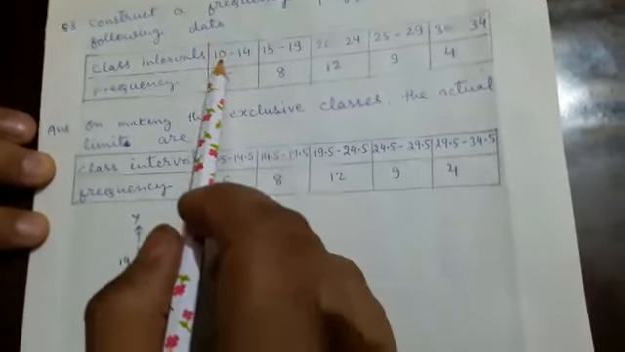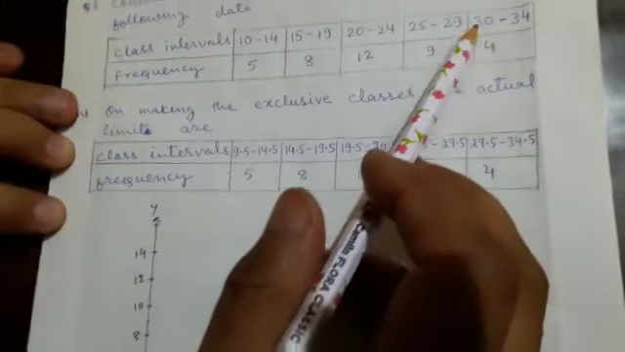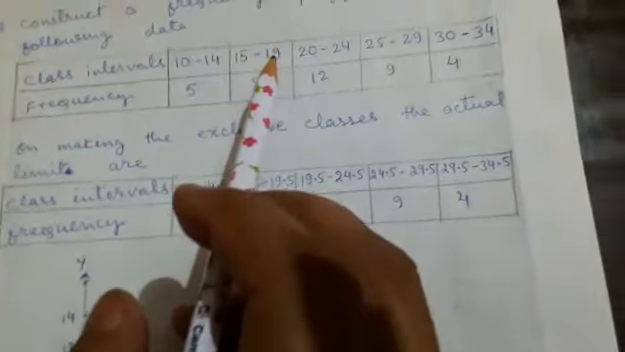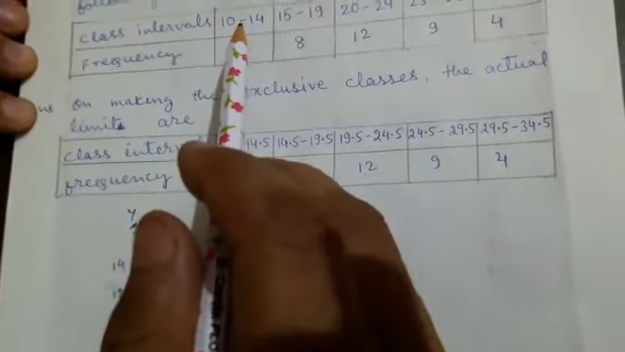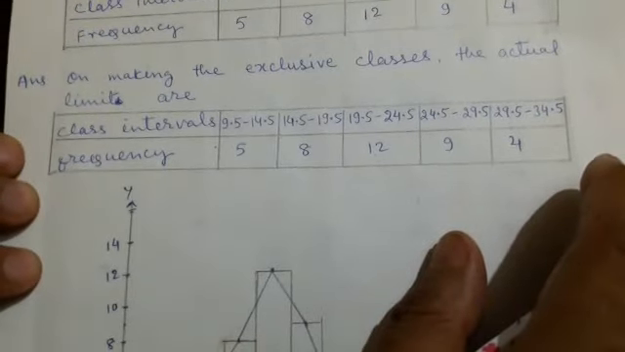The second question is: construct a frequency polygon for the following data. Again, class intervals are given: 0 to 14, 15 to 19, 20 to 24, 25 to 29, 30 to 34, and frequencies 5, 8, 12, 9 and 4. Students, if you see carefully, you will find that these class intervals are given in inclusive form. As I told you, when the class intervals are given in inclusive form, you have to convert them into exclusive form, meaning continuous form.